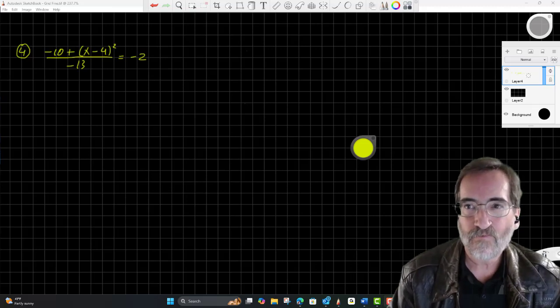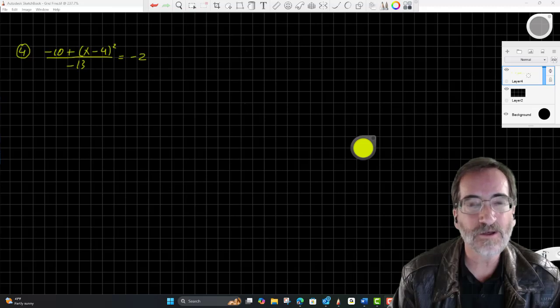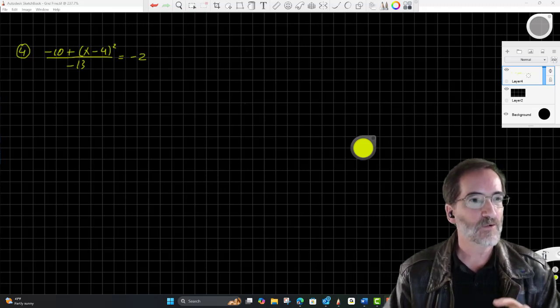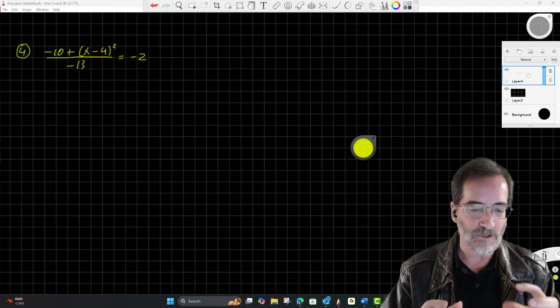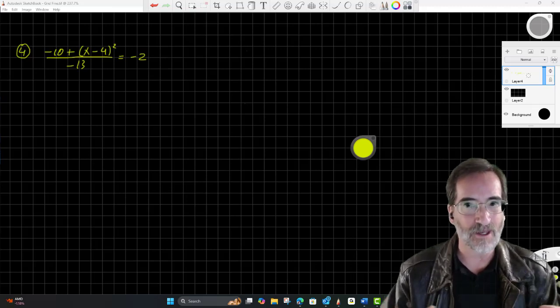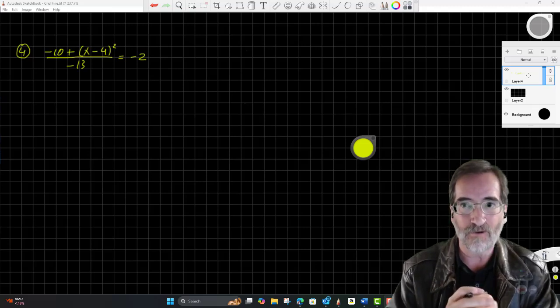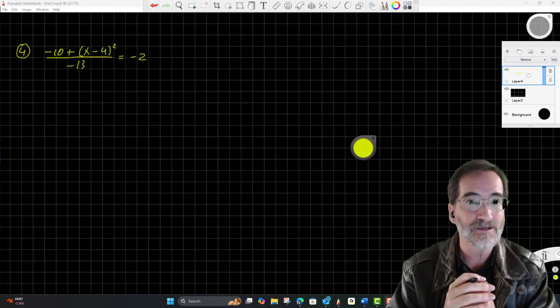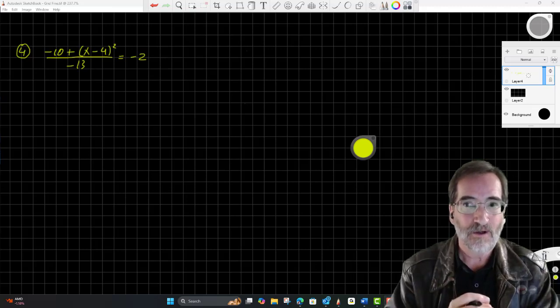Right, question number 4. We're going to solve this quadratic. We're going to use a method of undoing. Imagine, if you will, peeling an onion. You peel the outside layer of the onion first, and then the next layer, and the next layer, getting down to the inner core, the interior of the onion. The interior of the onion is an x.